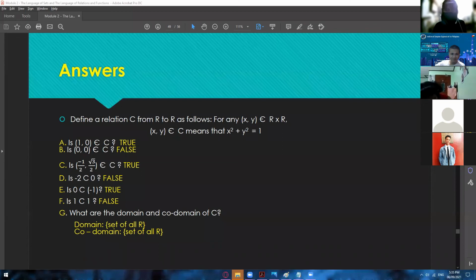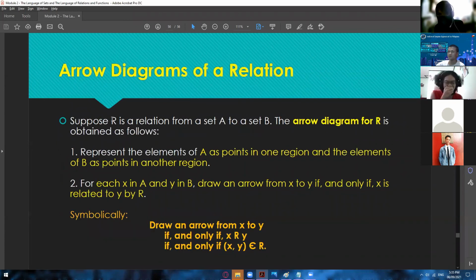Okay, well, anyway, we now have a total of 22 participants, and it's now 5:35. So let's continue our discussion. The second to the last topic is the arrow diagrams of a relation. Suppose R is a relation from a set A to a set B. The arrow diagram for R is obtained as follows. Represent the elements of A as points in one region and the elements of B as points in another region. For each X in A and Y in B, draw an arrow from X to Y if and only if X is related to Y by R.